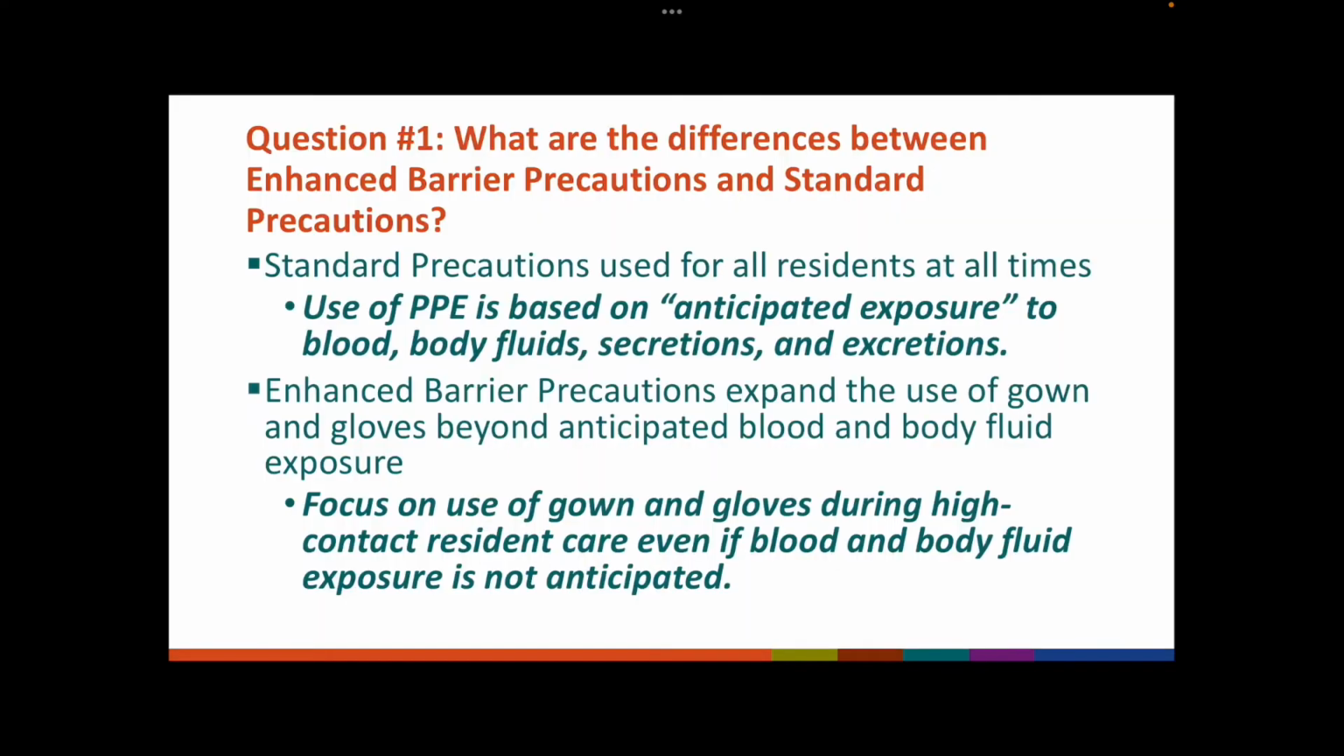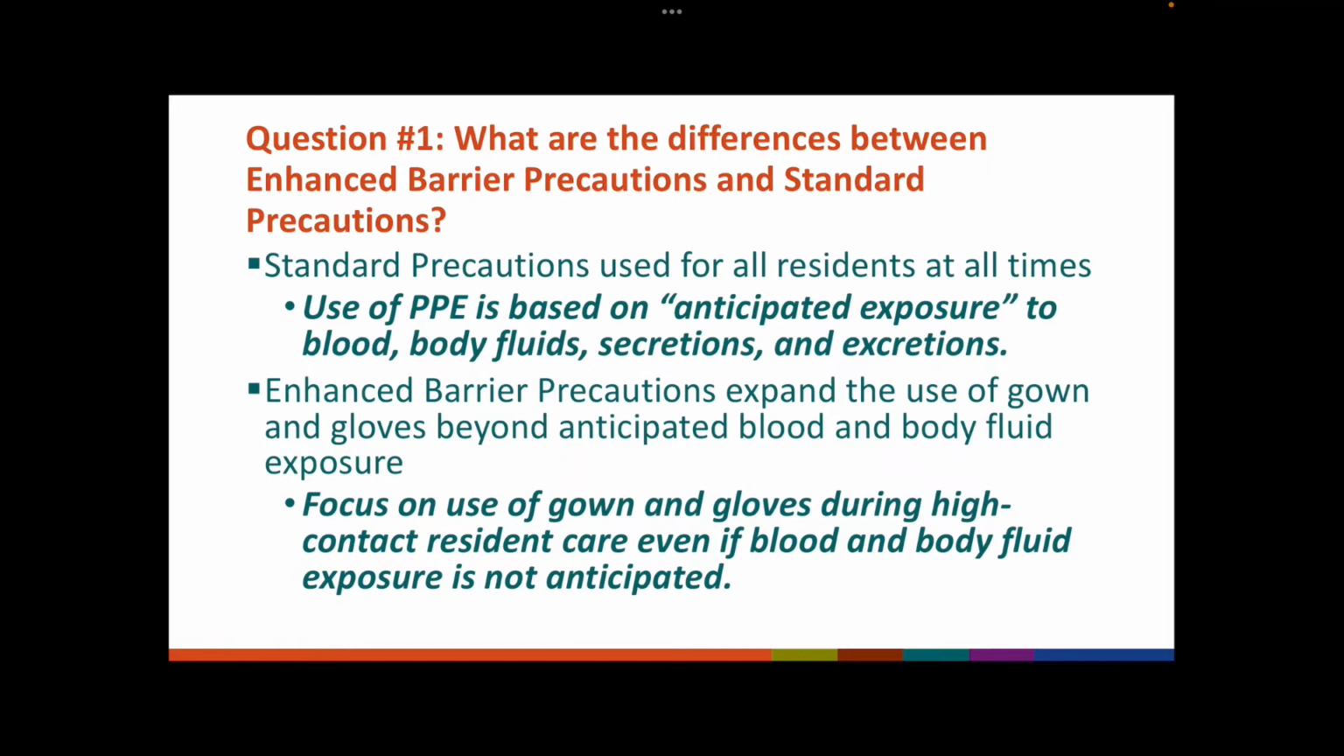Regarding enhanced barrier precautions, we're going to go over a few FAQs. Question 1. What are the differences between enhanced barrier precautions and standard precautions? As part of standard precautions, which apply to the care of all residents at all times, the use of PPE is based on anticipated exposure to blood, body fluids, secretions, or excretions.